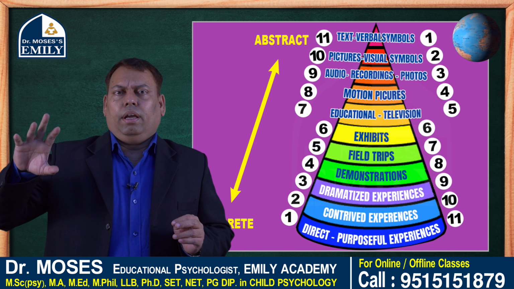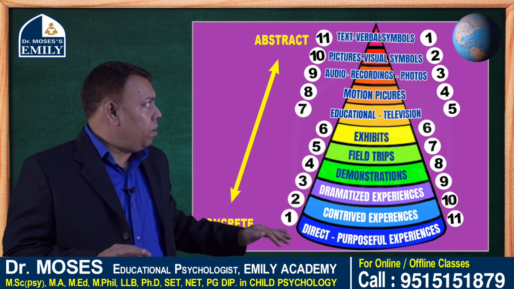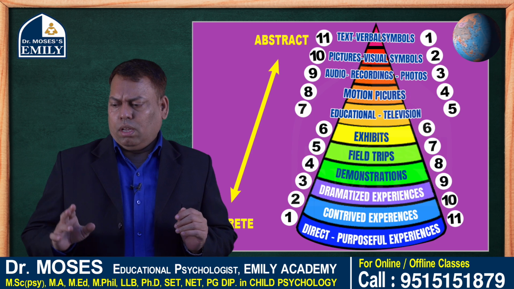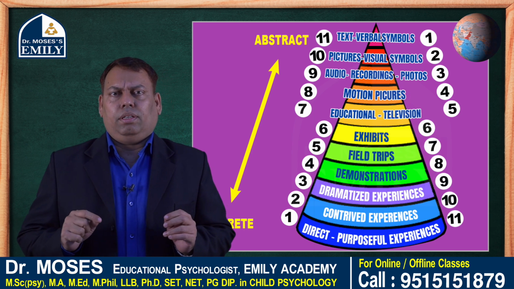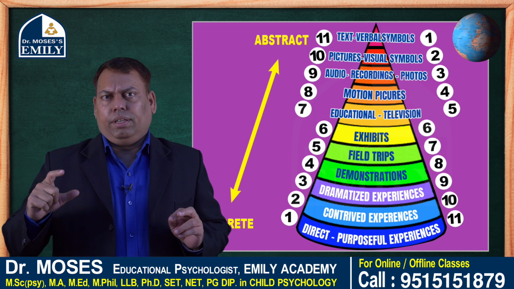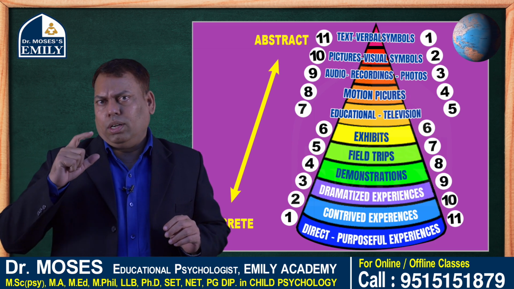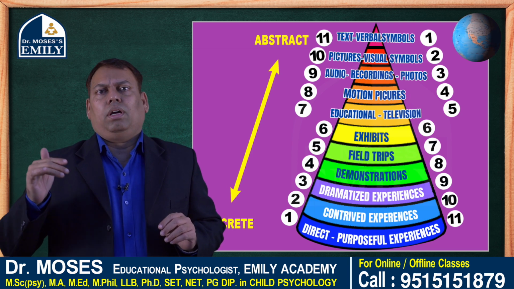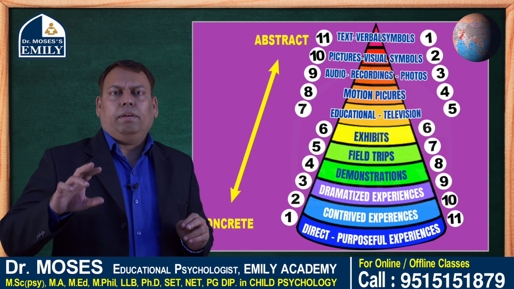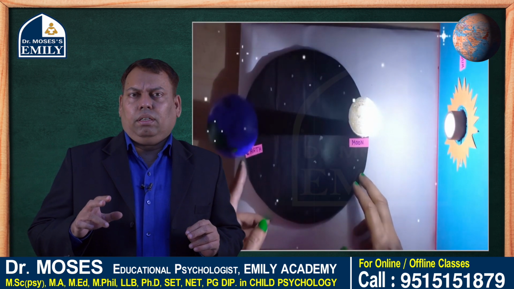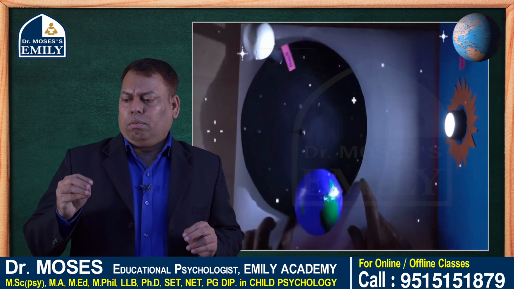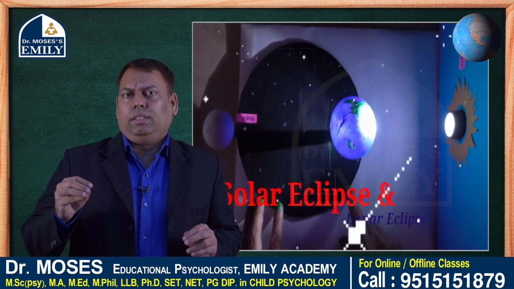I am explaining Edgar's cone of experiences from bottom to top. The first one is direct and purposeful experiences. The second one is contrived experiences. The third one is dramatization. In these three activities, children are involved in learning situations based on learning by doing. Next, fourth one from bottom to top, demonstration. The teacher explains important concepts by conducting demonstrations using different apparatus and material.